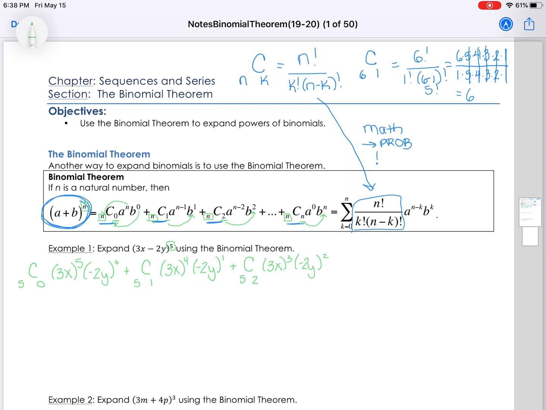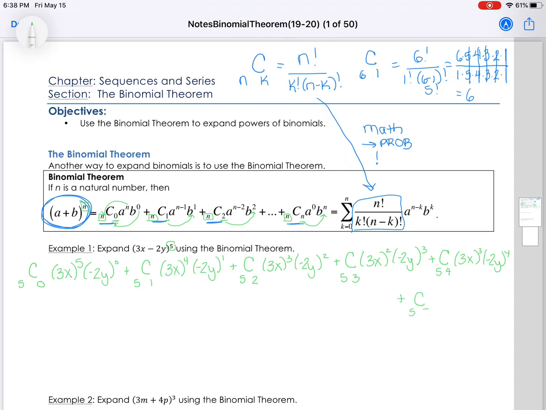Next term, C(5,2). 3x is now being raised to the 3rd. Negative 2y is being raised to the 2nd. Plus C(5,3). 3x is being raised to the 2nd. Negative 2y is being raised to the 3rd. Next, C(5,4). 3x is being raised to the 3rd, negative 2y is being raised to the fourth.